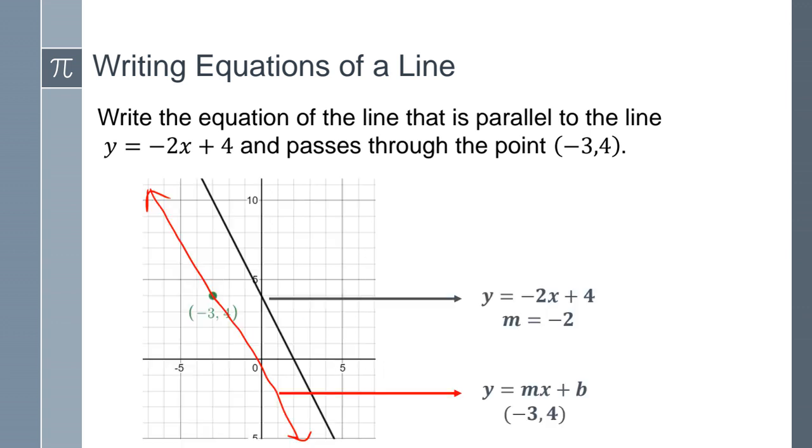You see, guys, this is really the concept here. So we're trying to find this line in red here. That's what we're trying to find. Parallel lines have the same slope. So we're going to get the slope from the given equation, y equals negative 2x plus 4. My slope is negative 2. Now I got my slope, negative 2, and then we have the point.